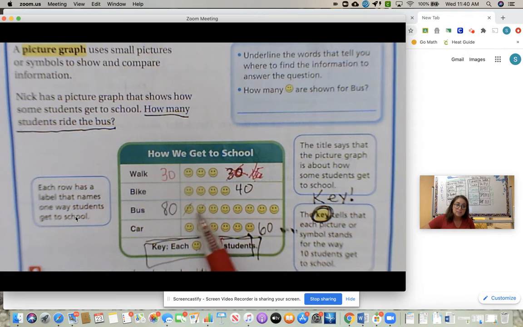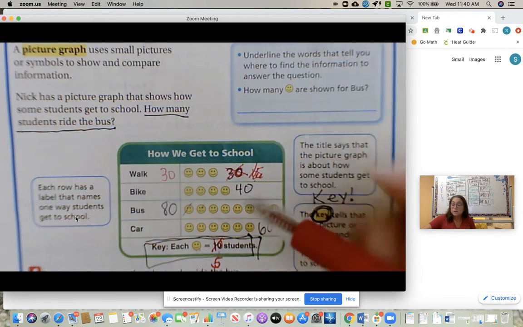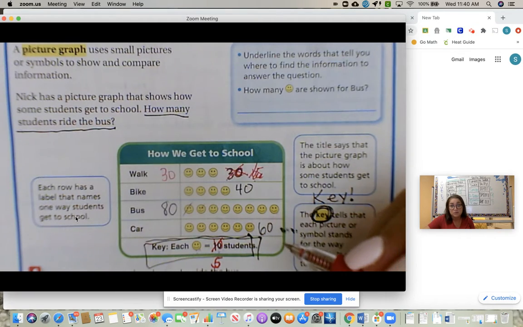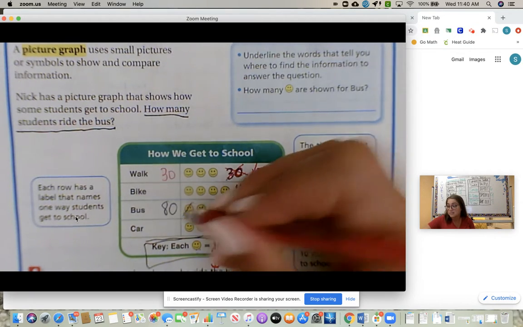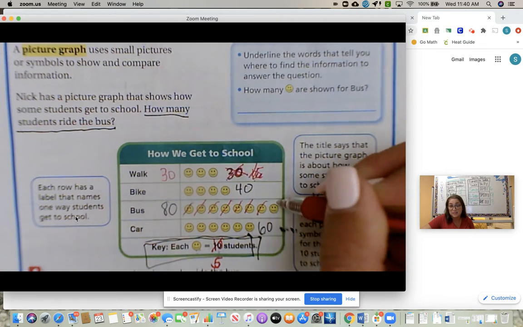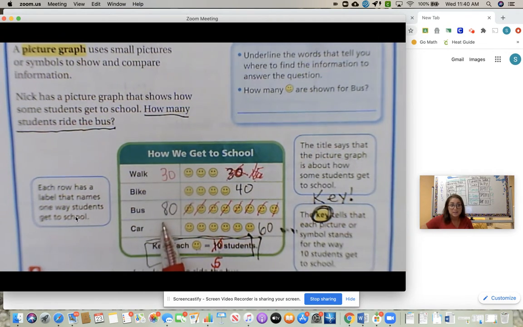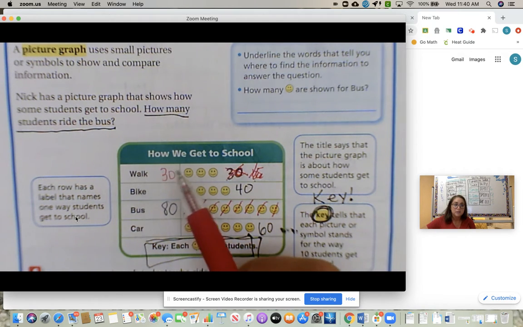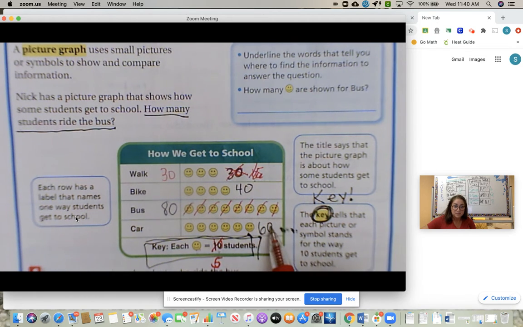About bus? 10, 20, 30, 40, 50, 60, 70, 80. You could cross out because there's a lot of smiley faces. You don't want to accidentally count twice. So you could go 10, 20, 30, 40, 50, 60, 70, 80. 80. And you need to write it down right next to it so you don't forget, just how we wrote down, we turned our tally table into a frequency. We are writing numbers next to our pictures. And then car. 10, 20, 30, 40, 50, 60. That's why it says 60.